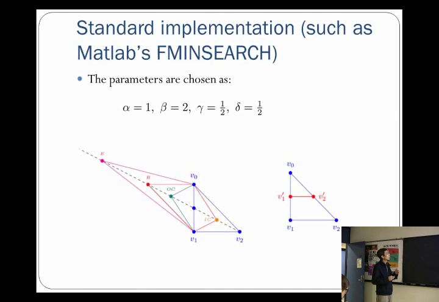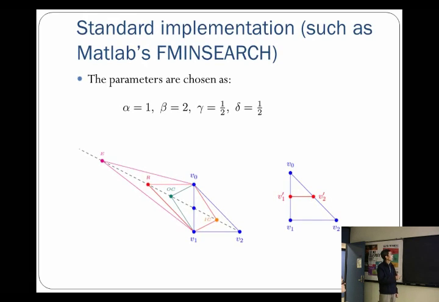What are their values? Actually, there are different choices. In the standard implementation, this one is used in Matlab's FMINSEARCH. This is a built-in function in Matlab. The parameter values are chosen as alpha equals 1, beta equals 2, gamma equals 1/2, delta equals 1/2. What are they? Alpha is basically related to reflection. So basically this long over that long is alpha. So basically we're saying they have equal length.